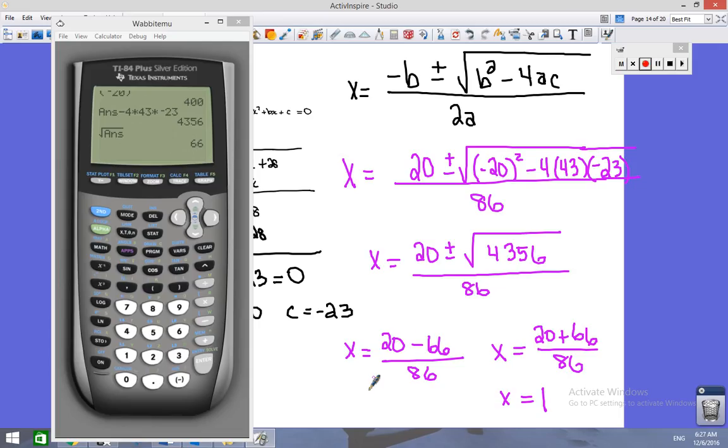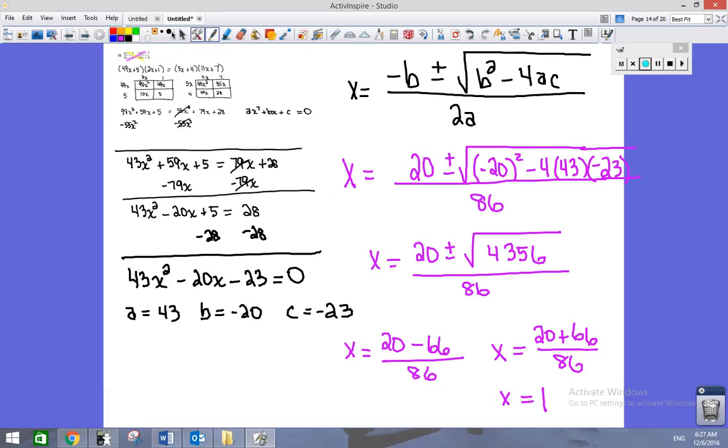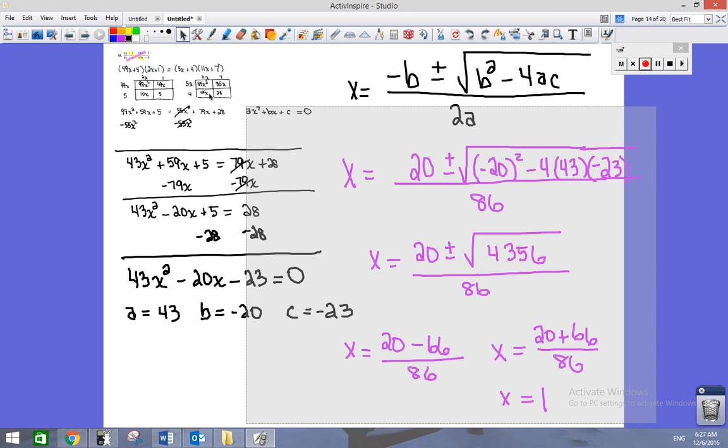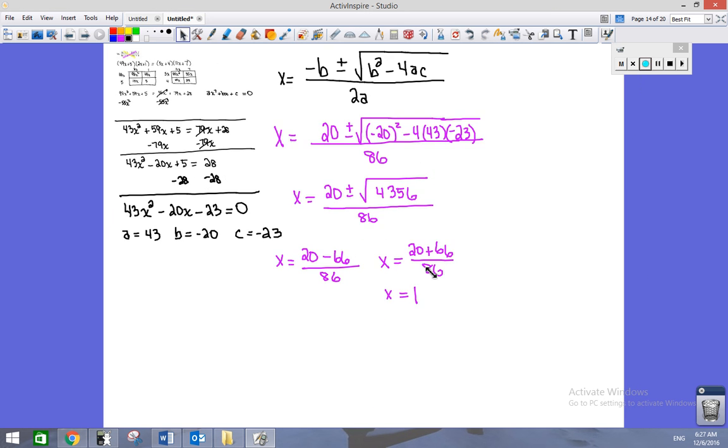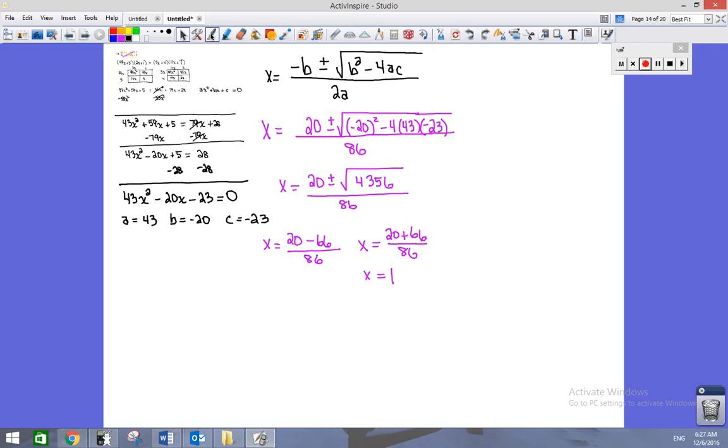Now over here, what do we have? I don't need a calculator for that. I do need some extra room. So 20 minus 66 is a negative number, negative 46. And both of those are even numbers. So I've got negative 23 times 2 is a negative 46, and 43 times 2, and 2 divided by 2 is 1. So I believe that our solutions are 1 and negative 23 over 43. Let's go check that against our key.